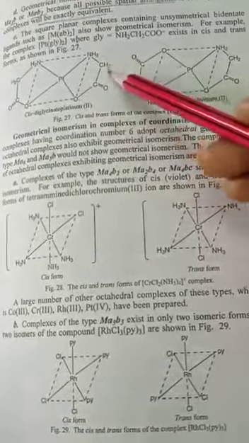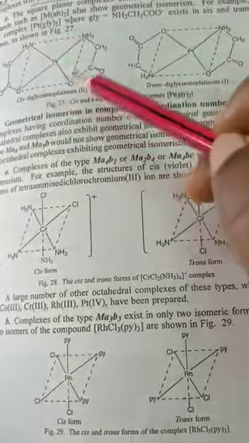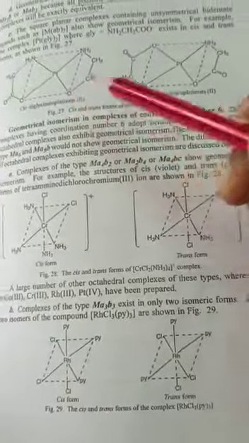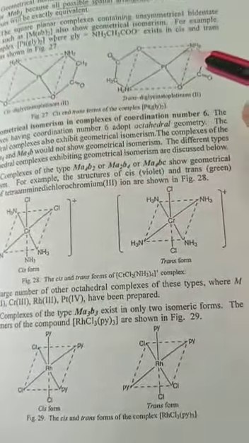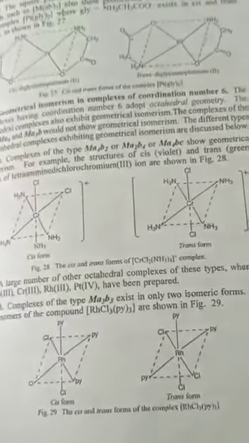NH2CH2COO. Here nitrogen and nitrogen, oxygen and oxygen are adjacent to each other, so cis form. Here in this case, nitrogen and nitrogen, oxygen and oxygen are placed opposite or diagonal to each other, so we get the trans form. Geometrical isomerism exhibited in coordination compounds will be discussed in the next class.